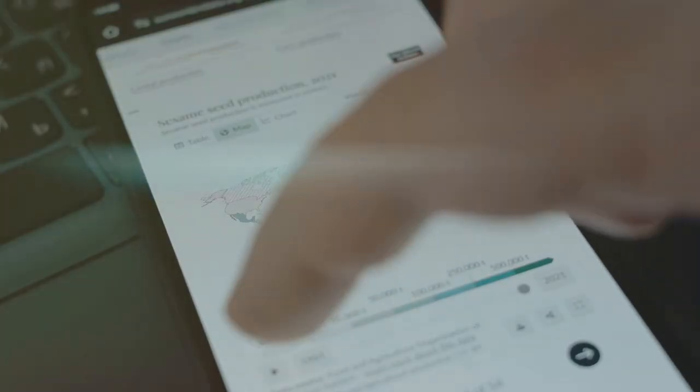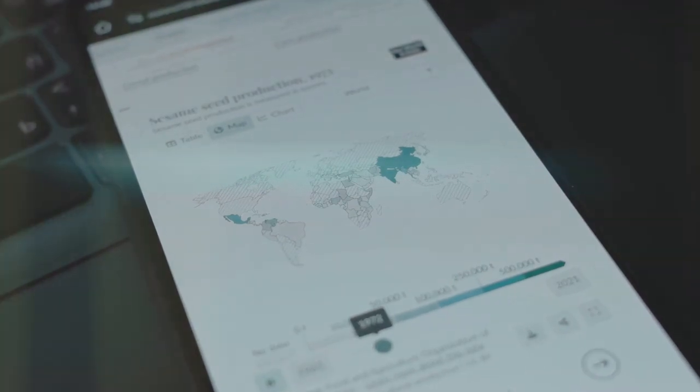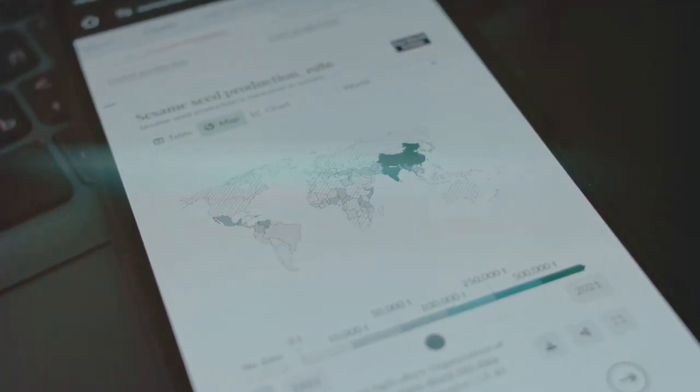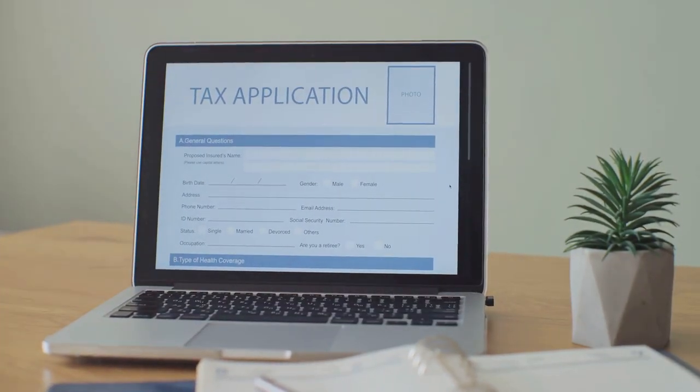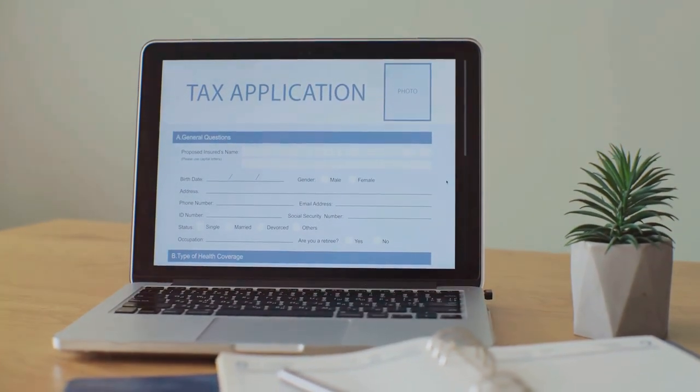With these tools, crypto taxes don't have to be daunting. Choose the one that fits your needs and make tax season a breeze in 2024.